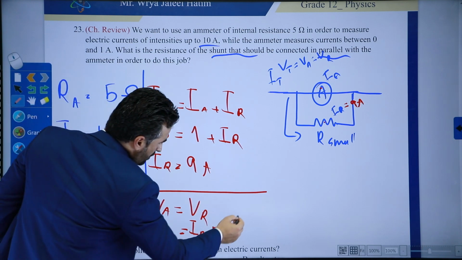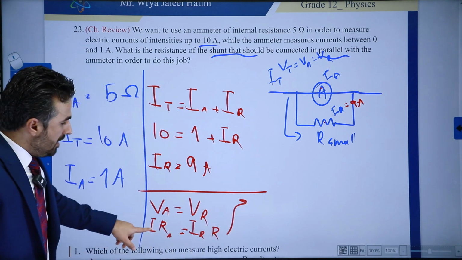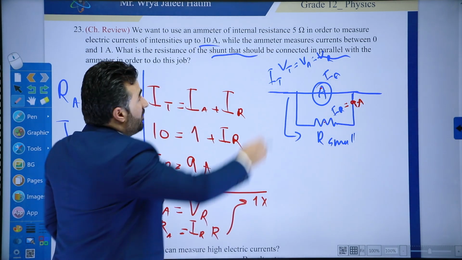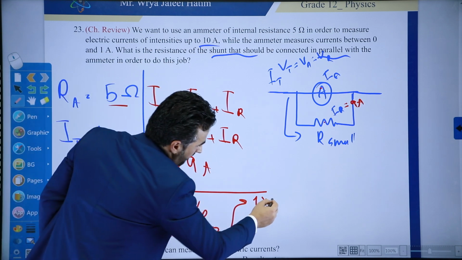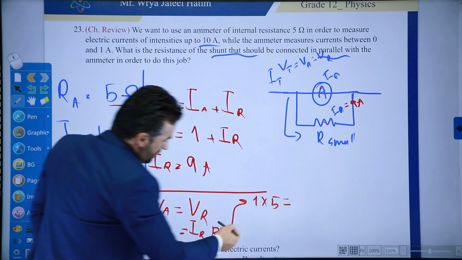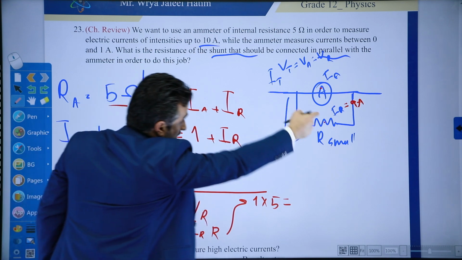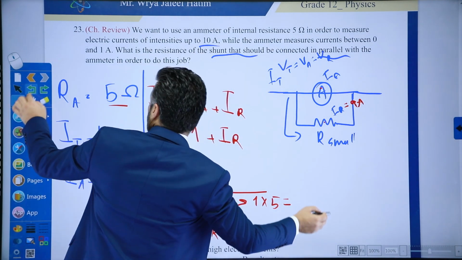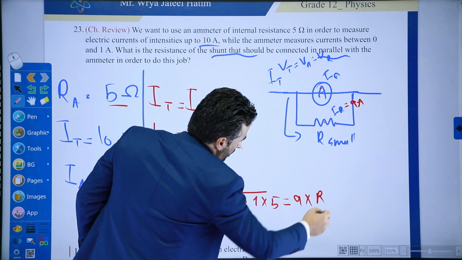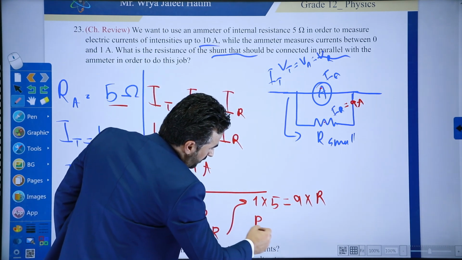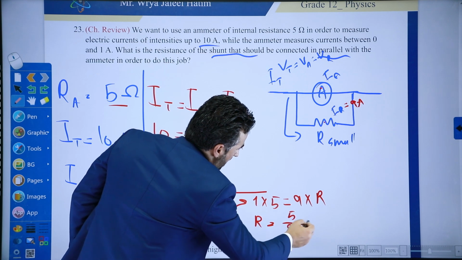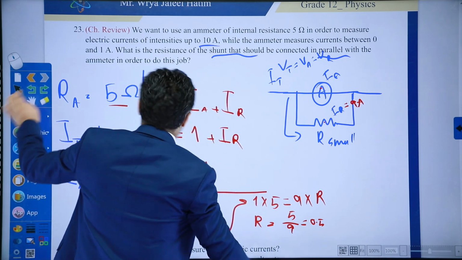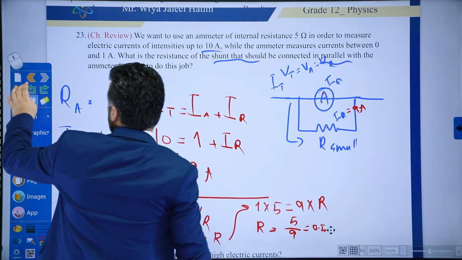All right, next, of course, the current that the ammeter reads is basically 1 ampere times the resistance of the ammeter, which is given, 5 ohms, yeah? So that is 1 times 5. And of course, on the other side, the current that is passing through this resistor, which we found was 9 amperes, multiplied by the resistor as well. So how can you find this one here? Of course, the resistor equals 5 over 9, and that is about 0.55 ohms, I believe. Okay, oops, sorry, not this one.